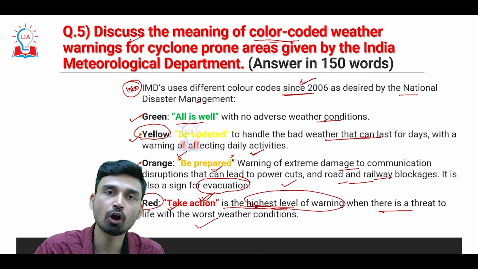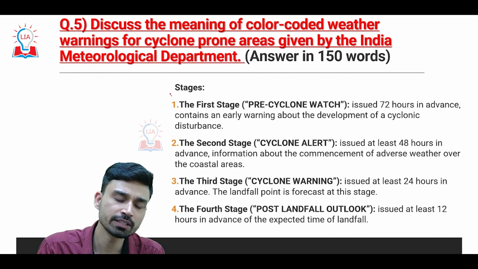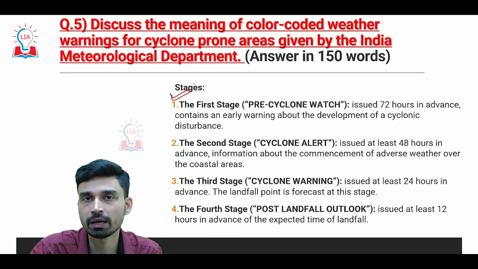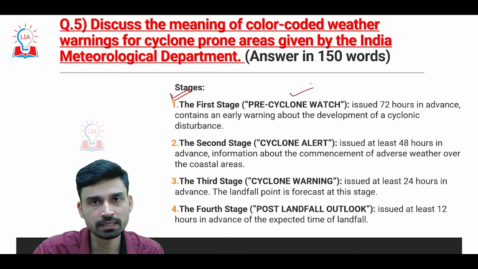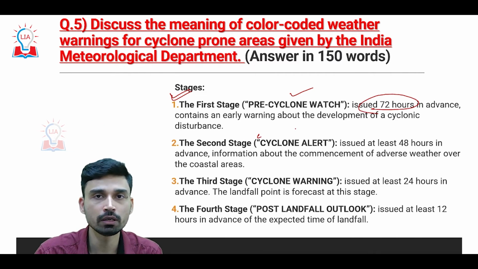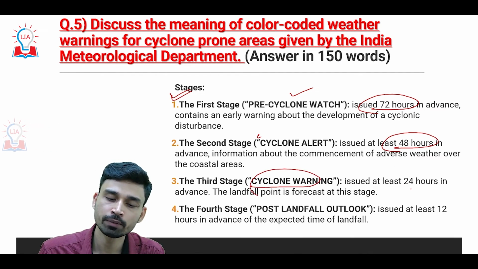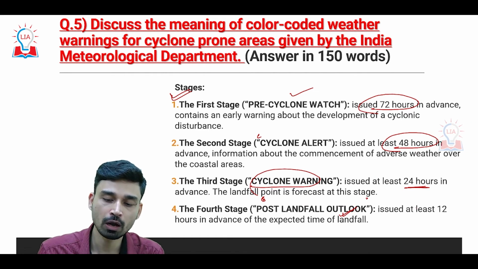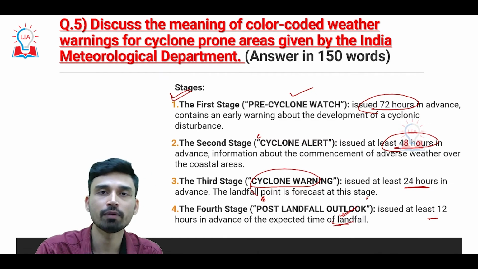So that should be the main content of your answer. The last conclusion you can write about different stages that have been given by IMD as far as cyclones are concerned. The first stage is pre-cyclone watch, that is issued 72 hours in advance. The second stage is cyclone alert, that is issued 48 hours in advance. Third stage is cyclone warning, issued 24 hours in advance. And the last stage or the fourth stage is the post landfall outlook, that is issued at least 12 hours in advance of the expected time of landfall.